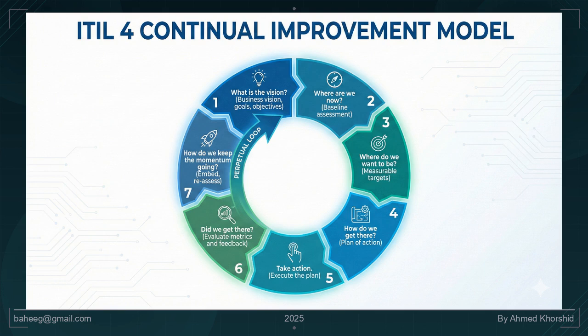Plan of action. 5. Take action. Execute the plan. 6. Did we get there? Evaluate metrics and feedback. 7. How do we keep the momentum going? Embed, reassess. The cycle should be depicted as an arrow flowing from step 7 back to step 1, emphasizing it's a perpetual loop. Style: clean, circular flowchart. Composition: easy to follow, with each step in a distinct segment.